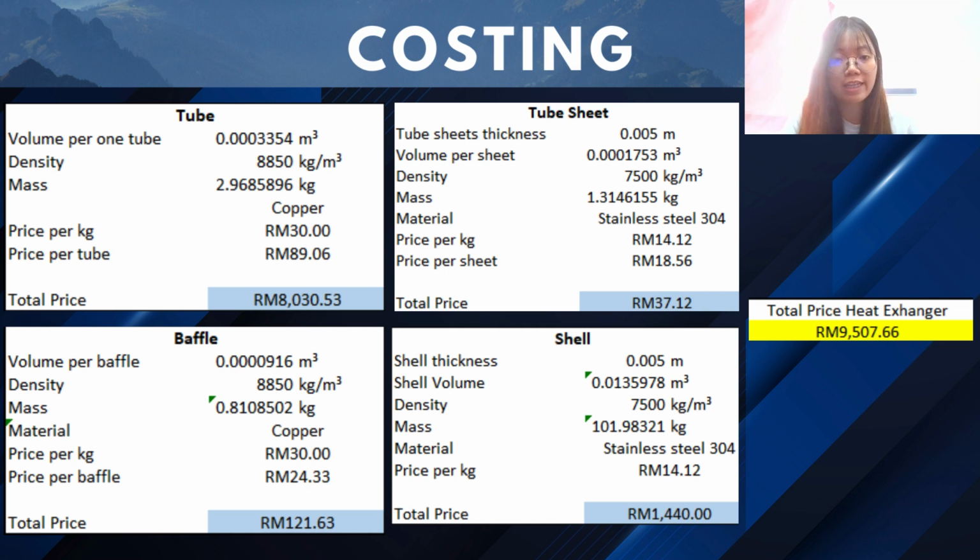So here is the costing estimation. First one is the price of tubes. The total price of tubes is equal to 8,030 ringgit Malaysia with 53 cents. The second one is the tube sheet. The total price is equal to 37.12 ringgit Malaysia. For the baffle, the total price is equal to 1,121.63 ringgit Malaysia. And for the shell, the total price is equal to 1,440 ringgit Malaysia. So for our heat exchanger, the total price will be 9,507 ringgit Malaysia with 66 cents.